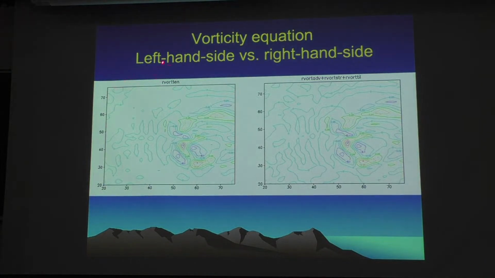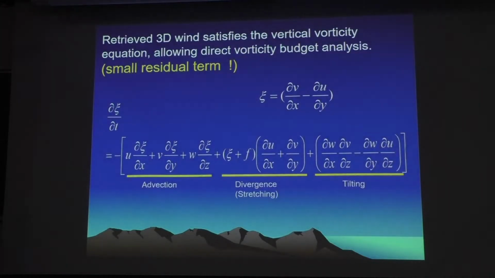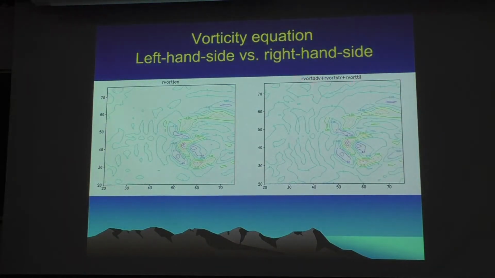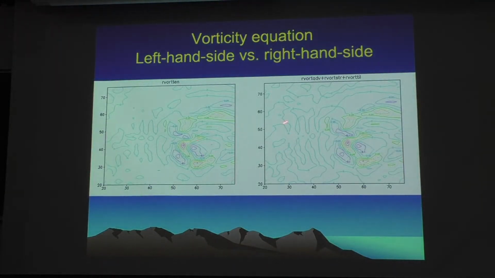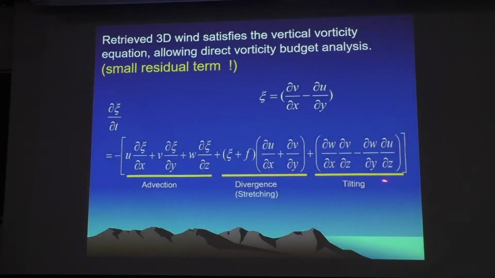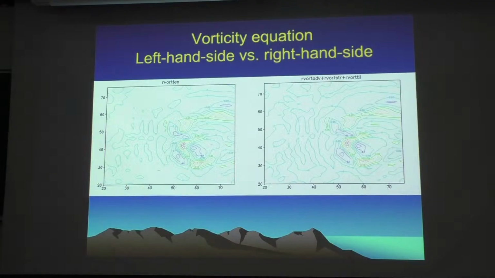The left panel is the left-hand side of this equation, which is this term. And the right panel is the summation of the other three terms. So you can see that they are almost the same. So under this condition, we can compute the contribution from each one of these terms.